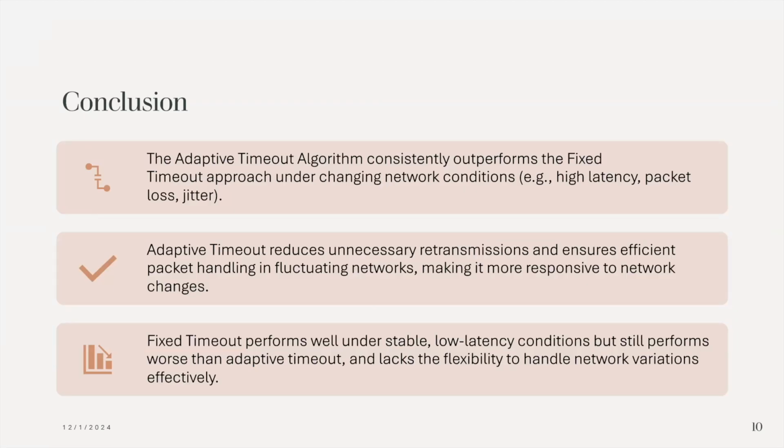As we've seen in the graphs, the adaptive timeout algorithm consistently outperforms the fixed timeout approach under changing network conditions, such as high latency, packet loss, and jitter. This is because it is able to adjust its retransmission timer dynamically based on real-time metrics such as round trip time and its variance. By doing so, the adaptive timeout approach reduces unnecessary transmissions and ensures more efficient packet handling in fluctuating networks, making it more responsive to network changes.